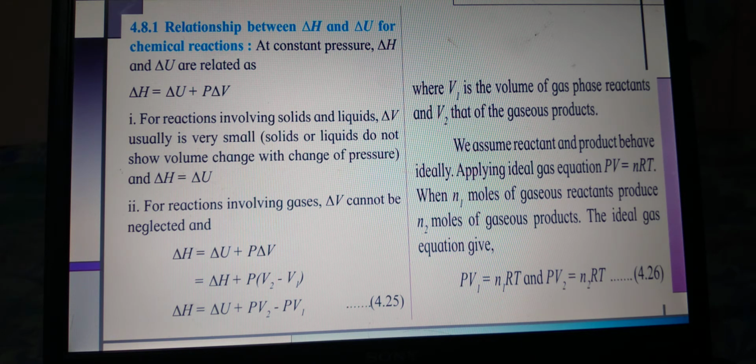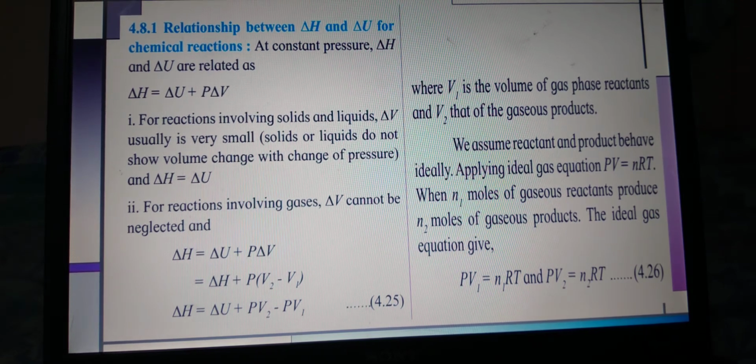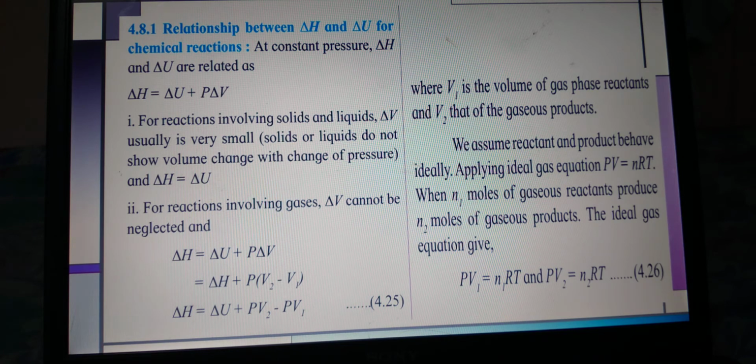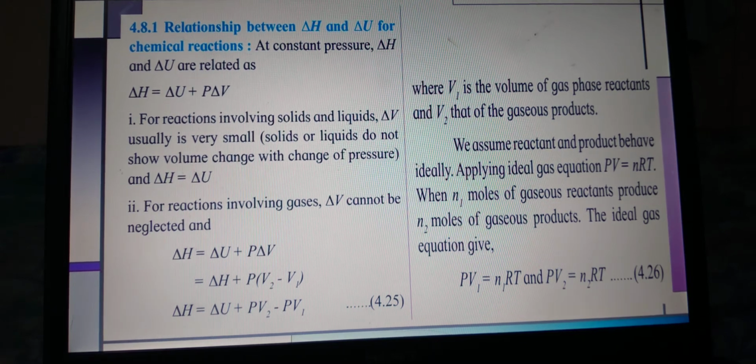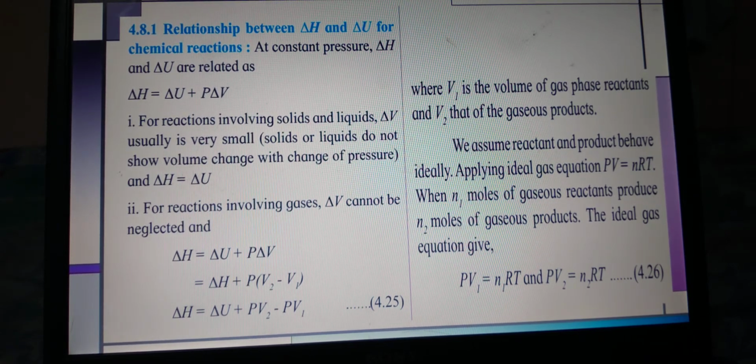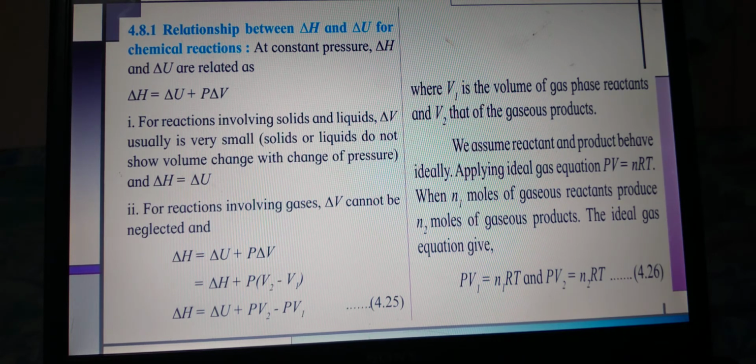delta H is equal to delta U plus P delta V. Therefore delta H is equal to delta U plus P (V2 minus V1). Therefore delta H is equal to delta U plus P V2 minus P V1, where V1 is the volume of the gas phase of the reactant and V2 is the volume of the gas phase of the product.